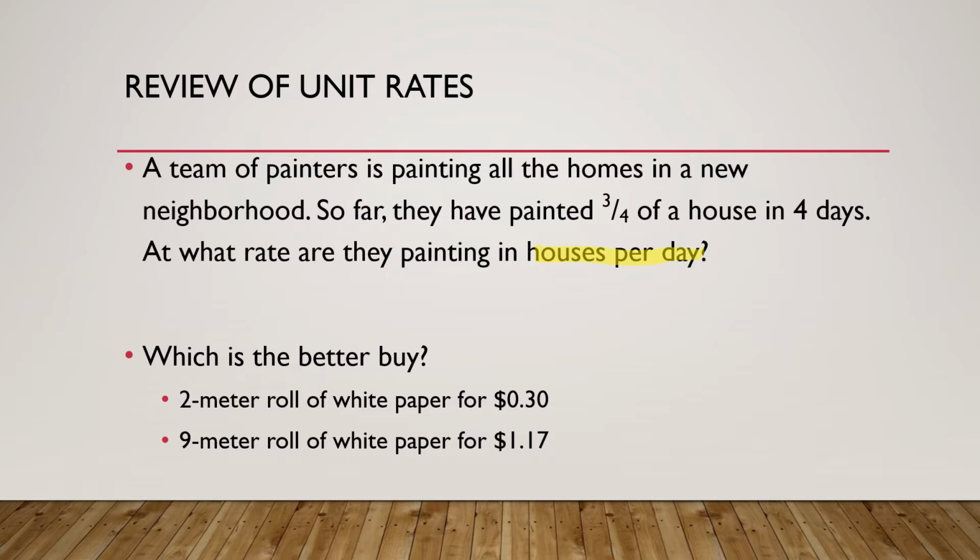So you should remember from unit rates that we always want 1 in our denominator. Okay, so we're going to write that as houses compared to days. So we can tell from our problem here that it was 3/4 of a house, so 3/4 is going to go on the top, in 4 days. Now we're wanting to solve how many houses, okay, so we're solving for this right here, how many houses in 1 day, per day means 1 day.